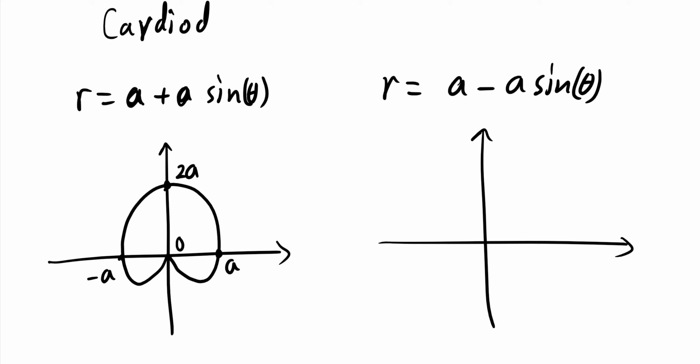With the negative, you flip this. We flip it. So it's going to be an actual heart like this. This is a, negative a, and that's negative 2a. So that's how we graph cardioids for sine.